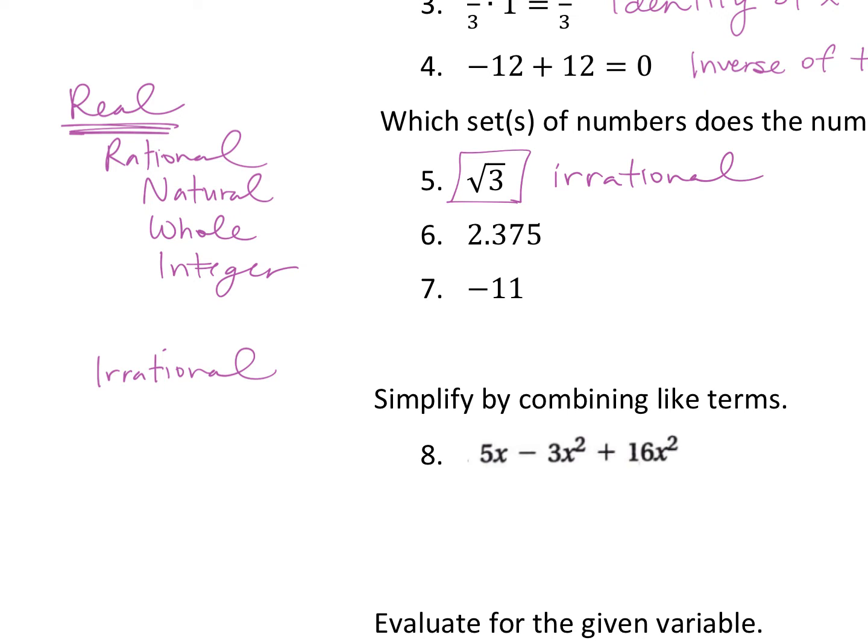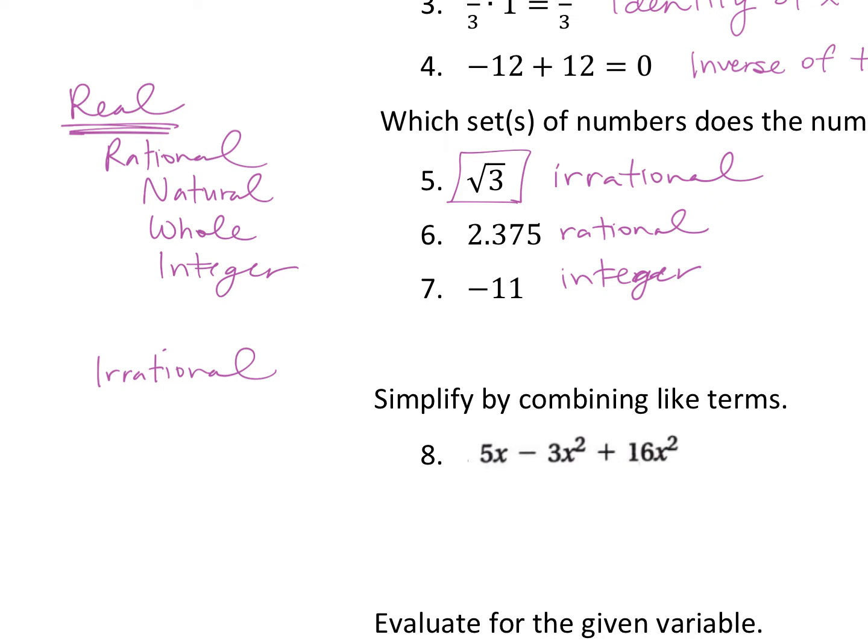How about 2.375? Irrational, is that what we said? Not irrational. Rational, right? That's a terminating decimal. A decimal that has an end is a rational number. Okay, and what's negative 11? That's an integer. Can you give me the best number to represent whole numbers?